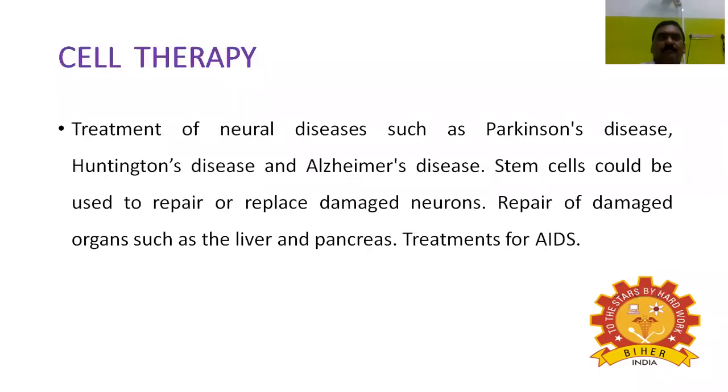Next, I'm coming to cell-based therapy or cell therapy. For the treatment of neural diseases like Parkinson's disease, Huntington's disease, and Alzheimer's disease, the stem cells could be used to repair or replace the damaged neurons. So the repair of damaged organs such as liver, kidney, pancreas. Even we are treating HIV also.